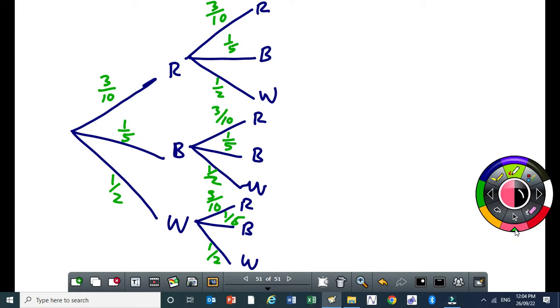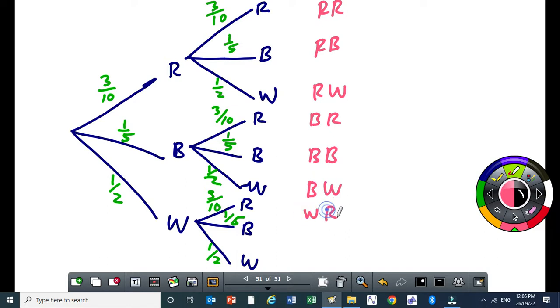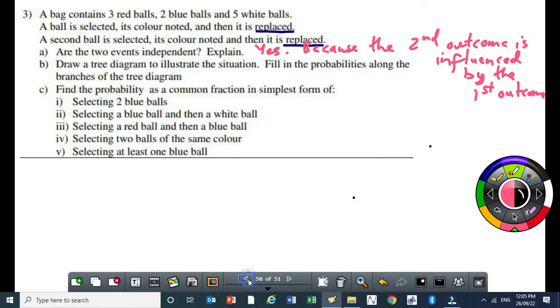So our combined outcomes, you can have two reds, or you can have a red and a blue. You could also have a red and a white one, or you could have a blue one and a red, or two blue balls. Then you can have a blue one and a white one. You could have a white one and a blue one, or a white one and a red one. That's blue and white, and that would be white and red, and then white and blue, and then two white balls. Okay, so this will be your tree diagram. Then you have to use it to answer those questions.